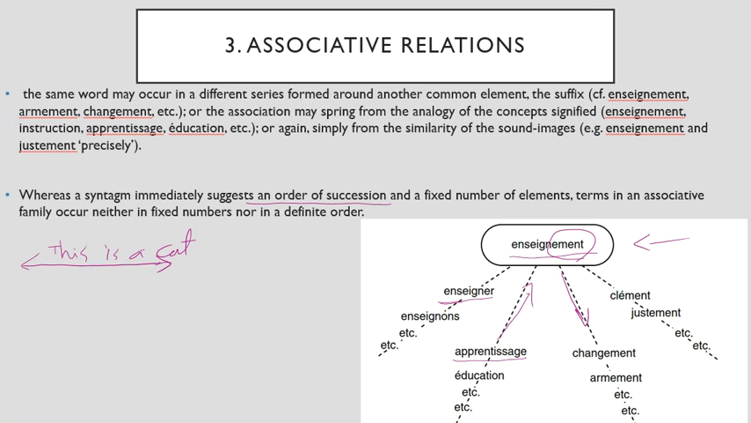And syntagms have a fixed number of elements, and that's obvious because we are talking about sentences and their structures. But terms in an associative family occur neither in fixed numbers nor in definite order. As you saw, it can be any sort of relationship between different words. Anything that is associated with it goes, and that's just how it works. And that's associative relationships. So that's everything that I wanted to say about Course in General Linguistics. This was the whole essay, and I mentioned everything that was in the essay.